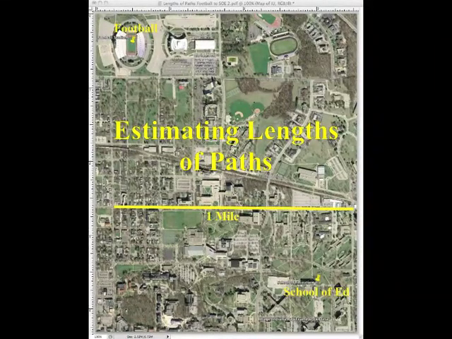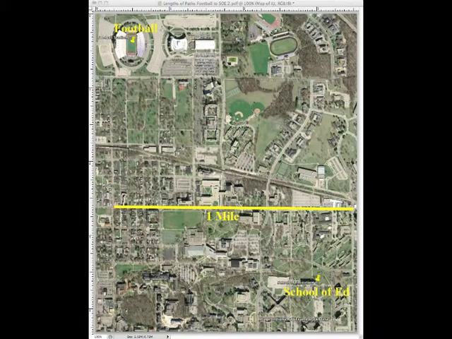Your homework assignment and quiz for today were about estimating the lengths of paths between two locations near where you live, or between two locations on a map like the one shown here. This is a Google map of the main campus at Indiana University. The map shows the location of Indiana's football stadium and its School of Education. And it also shows the distance between 2 points on a street through the center of Indiana's campus.